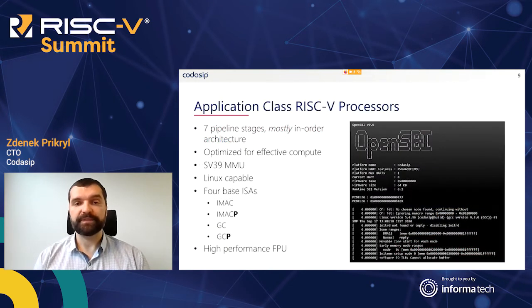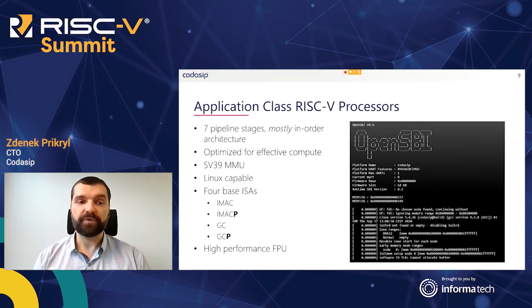But for this presentation, let's dive into the application class in more detail and leave the customization on the side track. In the case of the application class, right now it's available only in the 7 series. What that means is that there is a pipeline with 7 pipeline stages. It's mostly an in-order architecture. It's highly optimized for efficient compute, with all the consequences it has. There is an MMU, obviously because we need to run Linux, and it's SV39 at this moment.